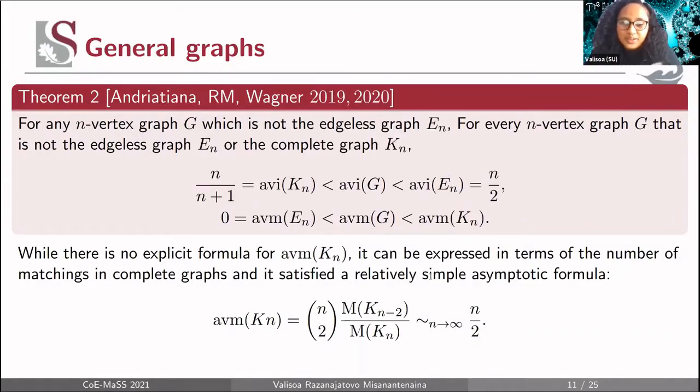So although there is no explicit formula for that average size of matchings of the complete graph, it can be expressed in terms of the number of matchings in the complete graph. So we have this n choose 2, and this is the number of matchings in Kn minus 2 over the number of matchings in Kn. And when n tends to infinity, the average size of matchings of Kn will tend to n over 2.